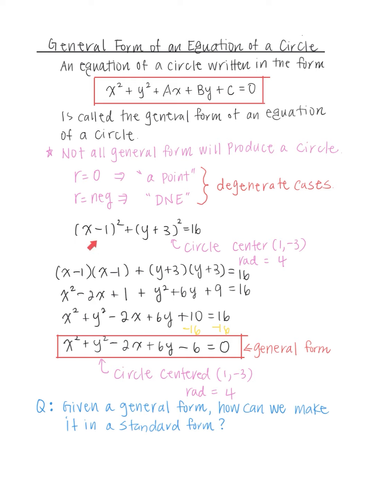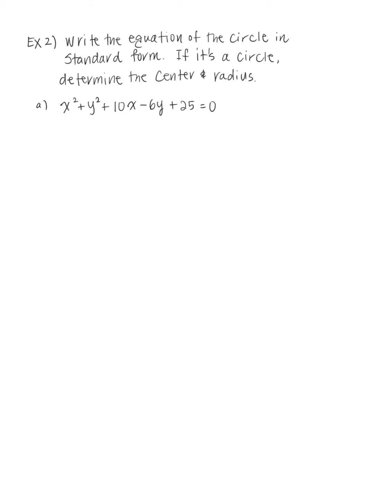So going from the standard equation to general equation, it's not too bad because all I had to do is multiply everything out and combine the like terms and bring everybody on the left-hand side and set the right-hand side equal to 0. But what if we're given this, which is the general form? How are we going to get back to the standard form? So that's our next topic. So the answer is this. You're going to have to complete the square. So let's start doing some examples.